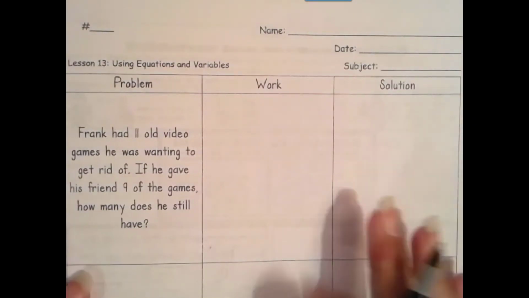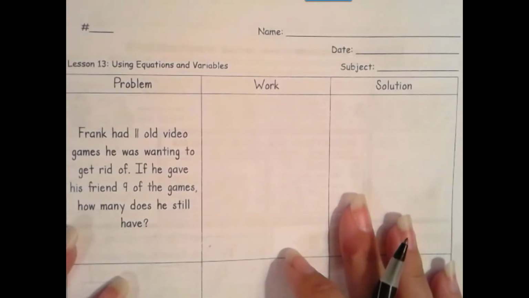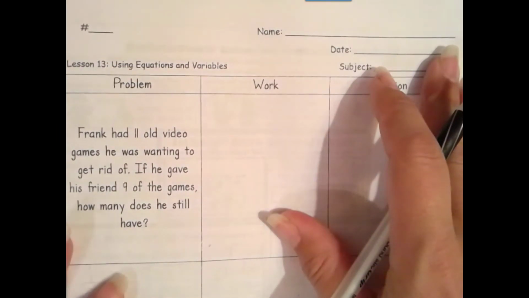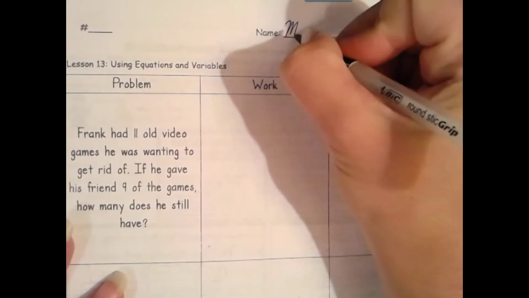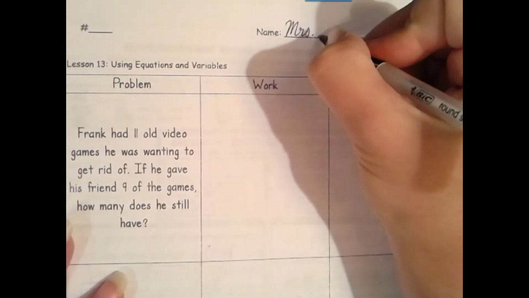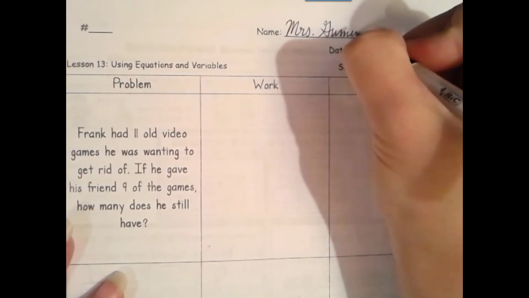Okay, now we're on part 2 of lesson 13. We have a heading to put on here. You always put your heading on. First thing, name, number, date. First and last in cursive.